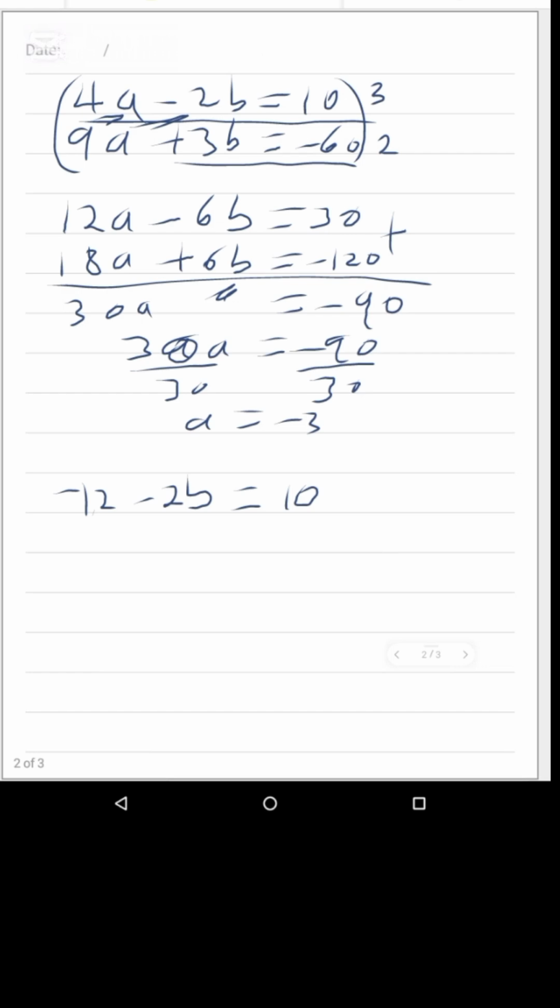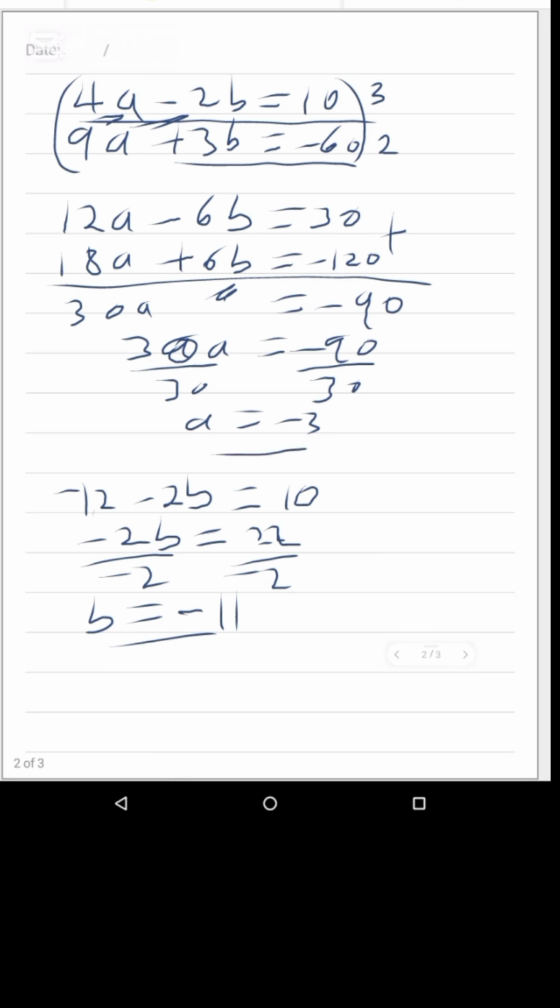So the 12 goes to the right, so we have now negative 2b is equal to 22. So divide by negative 2, divide by negative 2. So here our b is negative 11.